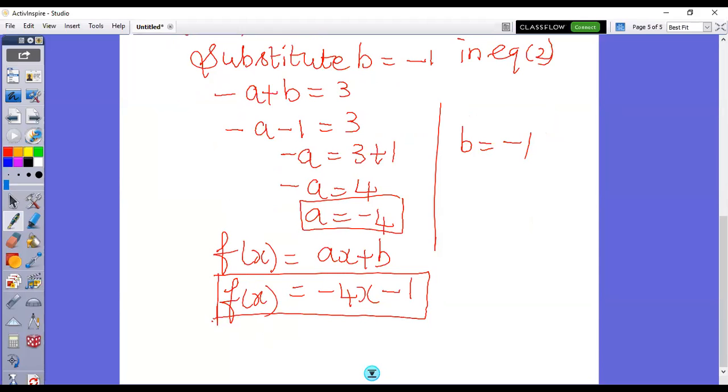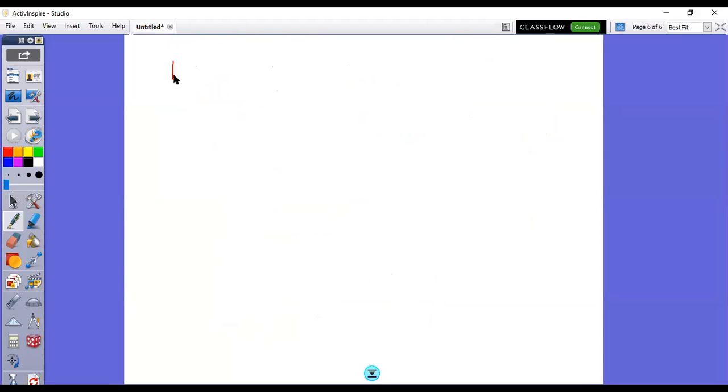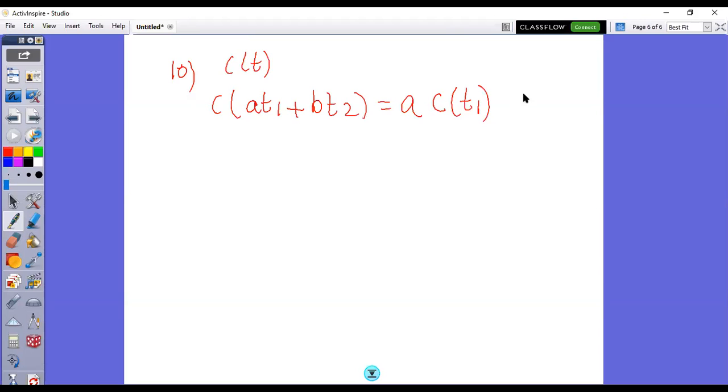Next, 10th sum. In electrical circuit theory, a circuit C of t is called a linear circuit if it satisfies the superposition principle. The superposition principle is C of (a t1 plus b t2) equal to a C of t1 plus b C of t2, where a and b are constants.